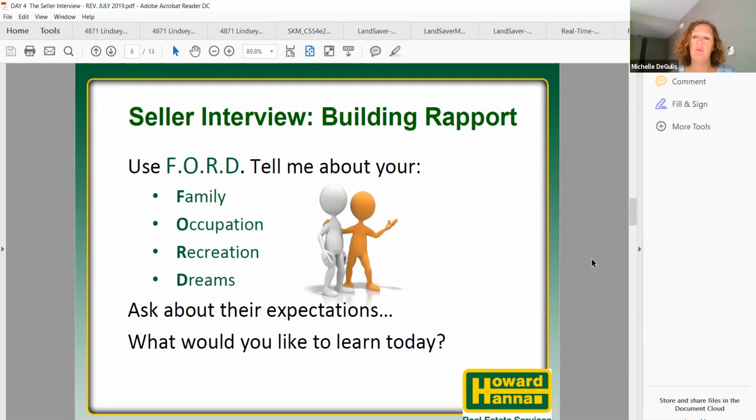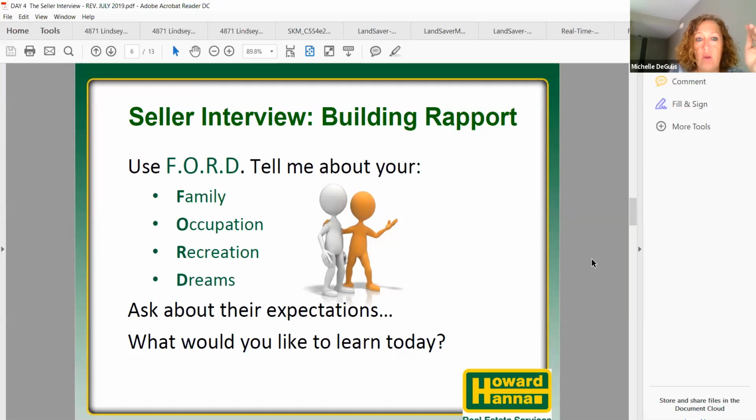So first of all, one of the first things you're going to do in the seller interview is build the rapport. I know Stacy talked about this as well, and we talked about FORD. Use FORD. What is FORD? That's when we're talking about family, occupation, recreation, and dreams. When we talk about those things with somebody, that is helping us build that rapport with that seller.